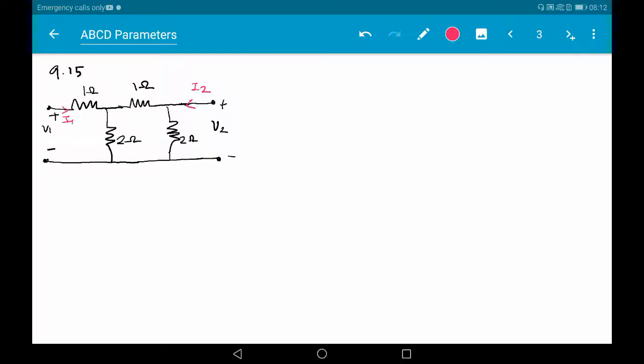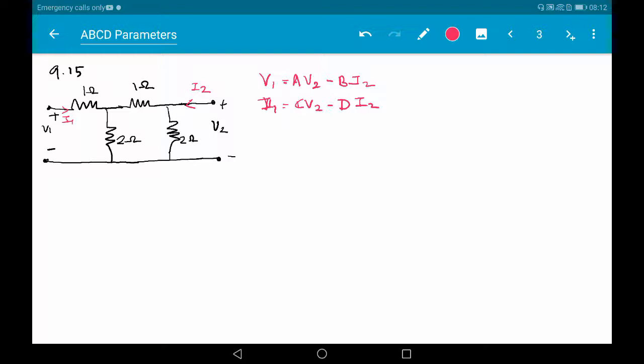The expression for transmission parameters: V1 is equal to A V2 minus B I2. Similarly, I1 is equal to C V2 minus D I2. Therefore, we need to simplify the mesh equations or KVL equations into this form: V1 in terms of V2 and I2, and second equation I1 in terms of V2 and I2. Then only we can directly write the transmission parameter equations.